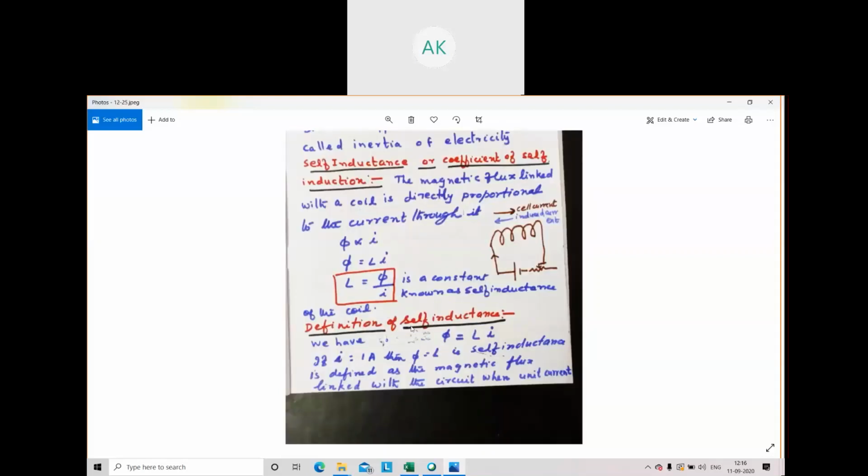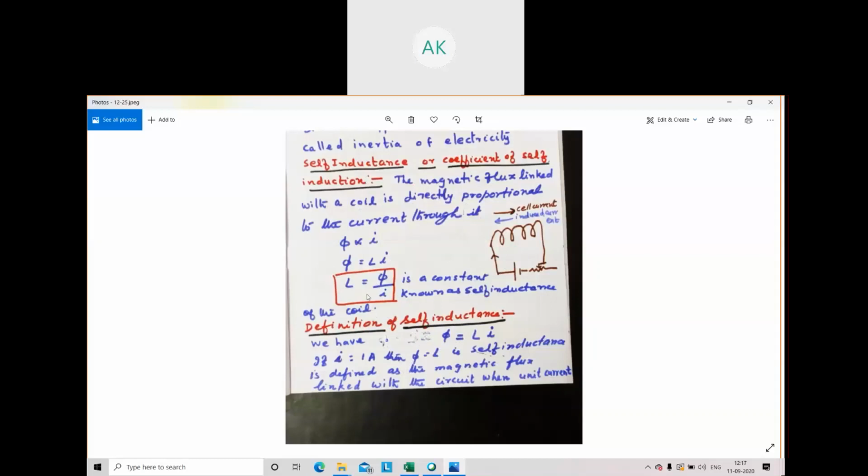And you can define self-inductance here using this formula. We can define, when I equals 1, when we send 1 ampere current in that, what is the flux linked with that? That will give the self-inductance. So, when phi equals Li, if I equals 1 ampere, then phi equals L. That is, self-inductance is defined as the magnetic flux linked with the circuit when unit current flows through it.